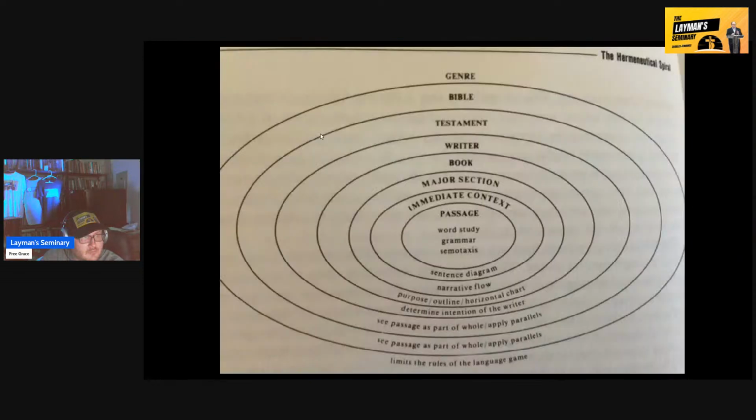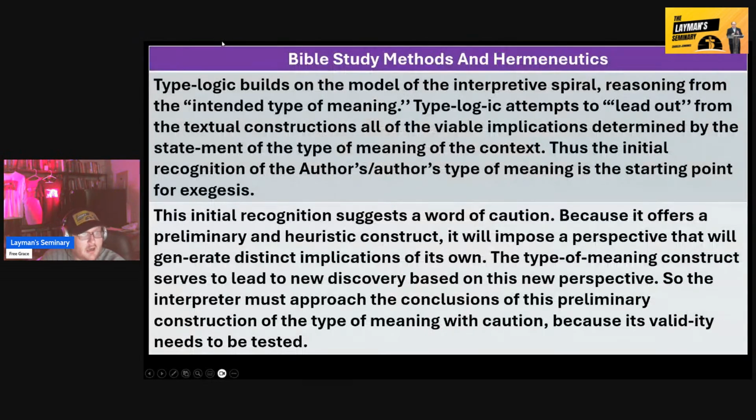So, all right. Type logic. If the text convinces me of lordship, yes. I have to go with what the text says. Oh, it's hot.